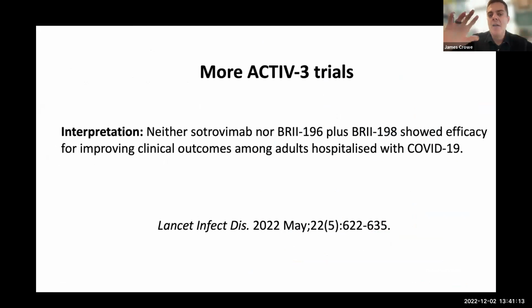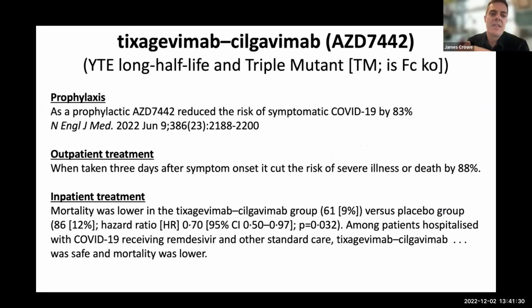If you look at other antibodies taken into the ACTIV-3 NIH-sponsored trials, sotrovimab and the Brii antibodies, there was basically no effect. You don't see a beneficial effect nor an adverse effect, and those studies were published in Lancet. The only antibody that went forward that was an Fc knockout, which was the AZ version of Fc knockout, they call the triple mutant. There are 3 mutations in the Fc that abrogate Fc function.